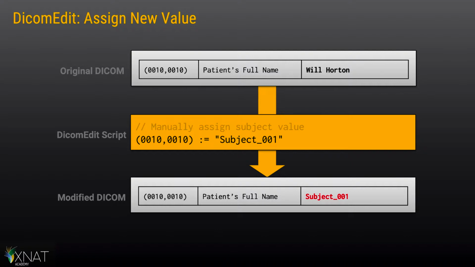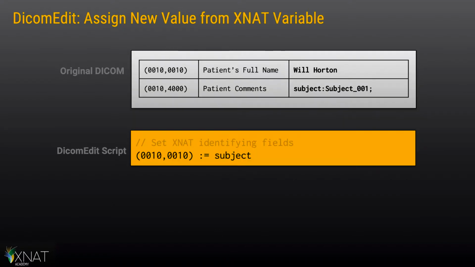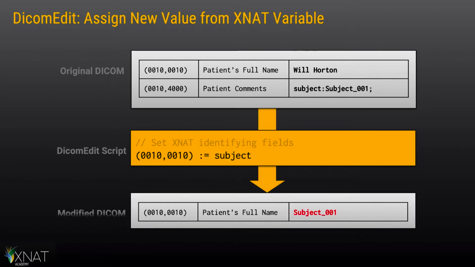This isn't really a good practice unless you wanted to hard code the same subject ID for every single incoming session. You obviously don't want to do that. So instead, what we can do is use the DICOM object identifier to read the value of a comments field or some other variable that gets defined, and we can say, here's this variable called subject. Let's use the value of that variable to assign a new incoming value for the DICOM tag that you want to edit.